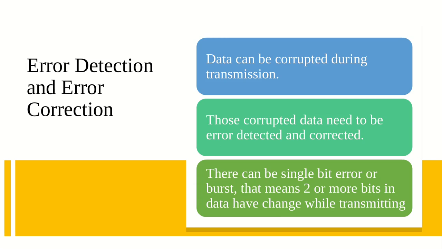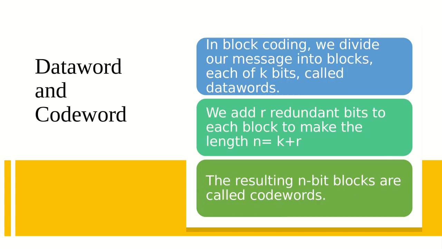Data can be corrupted during its transmission. So those corrupted data need to be corrected. We need to detect those errors and we need to correct them. There can be a single bit error or a burst error, which means two or more bits of data can be changed while transmitting.